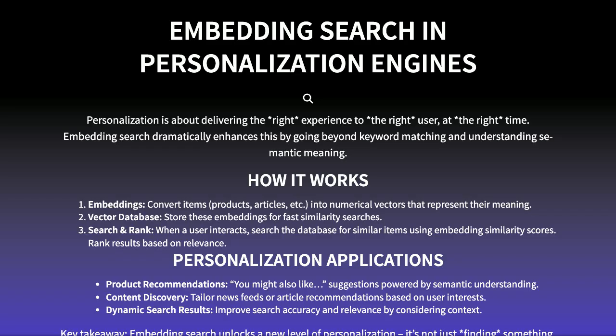Then, these embeddings are stored in a special database called a vector database, allowing us to quickly find items that are conceptually similar. When someone interacts with your system, we run a search against this database, using similarity scores to rank the results. This opens up huge possibilities for personalization. Think smarter product recommendations, more relevant content feeds, and even improved search accuracy by taking context into account.